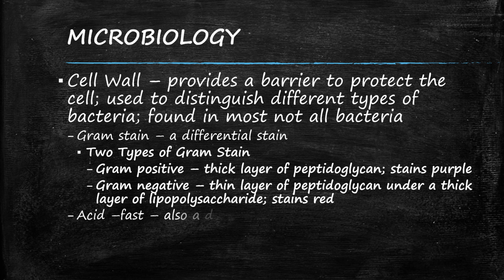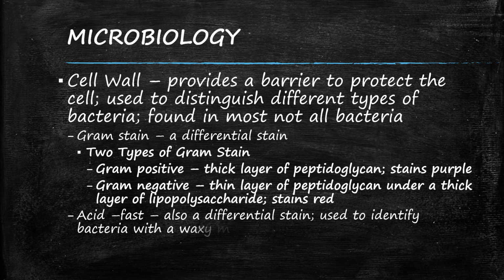In addition, we have another differential stain which is used in microbiology to distinguish different bacteria and identify what kind of bacteria it is in a lab, and that is the acid-fast stain, which is used for bacteria with a waxy material in the cell, like Mycobacterium tuberculosis.